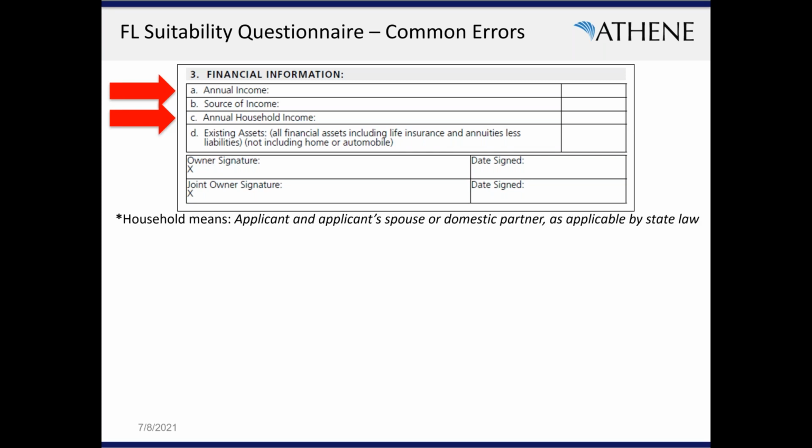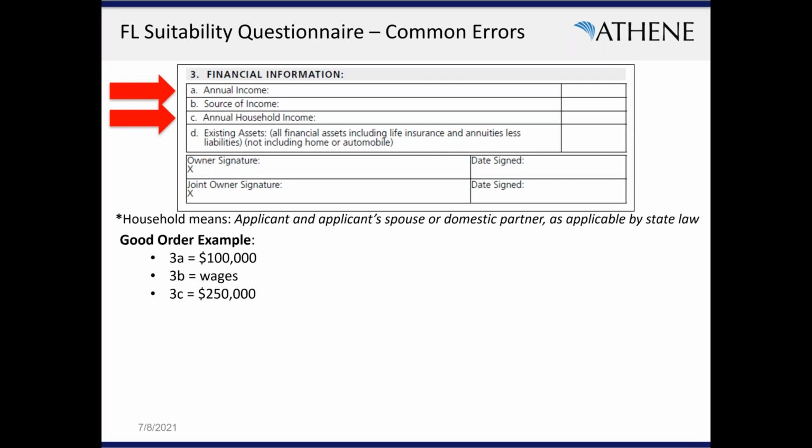One common mistake that we see on these is the definition of household. The definition of household is applicant and applicant's spouse or domestic partner as applicable by state law. This does not mean boyfriend, girlfriend. It does not mean mother, father, son, daughter, aunt, uncle. It's only applicant and applicant's spouse or domestic partner as applicable by state law.